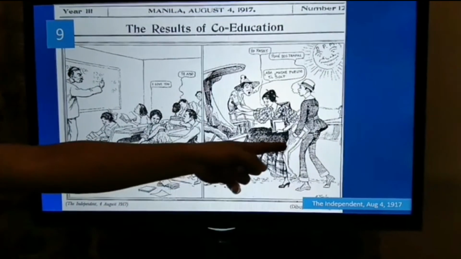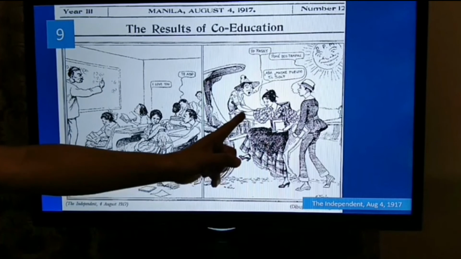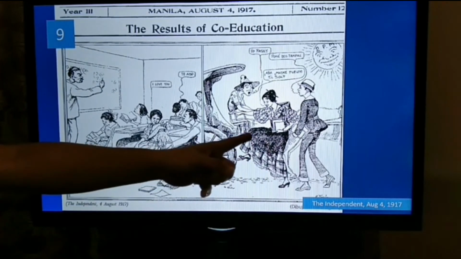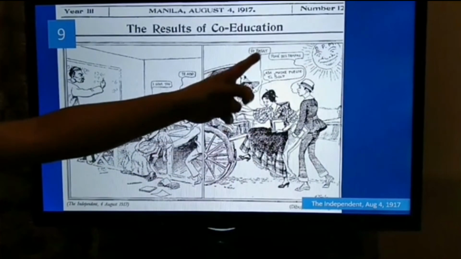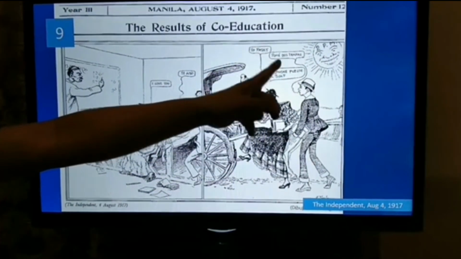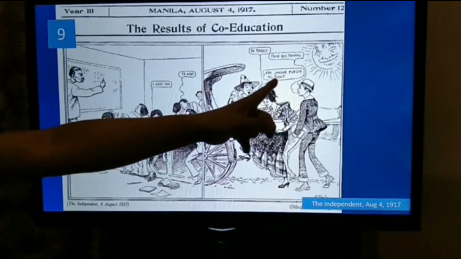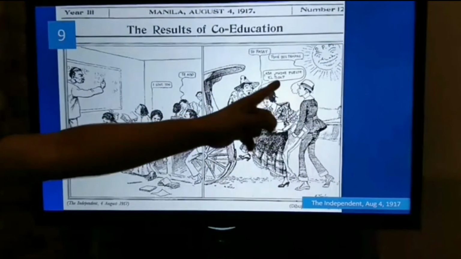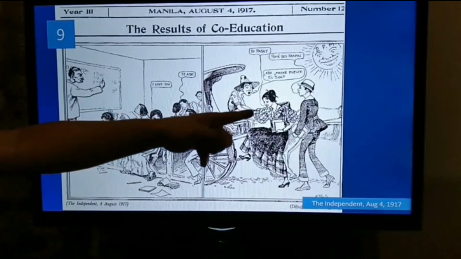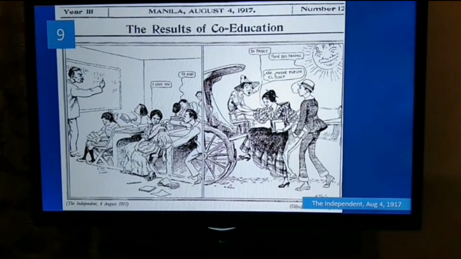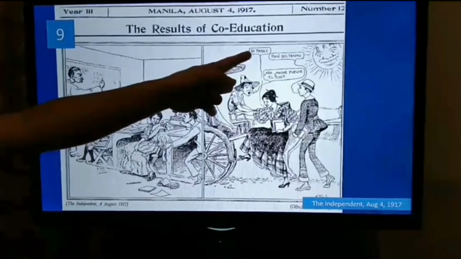We have a couple who's trying to ride a kalesa, which is a common public transport at that time. And it says here, to Pasay. Eh? Aba, mas que puelte el sol. What does that mean? The cochero is saying, oh, it's tanghaling tapat, or it's middle of the day. Even in the middle of the day, they want to go to Pasay.